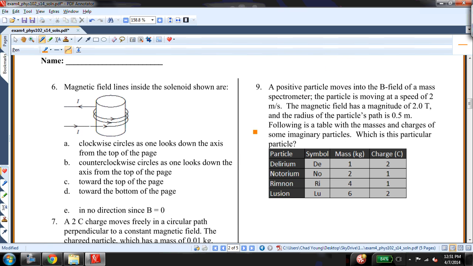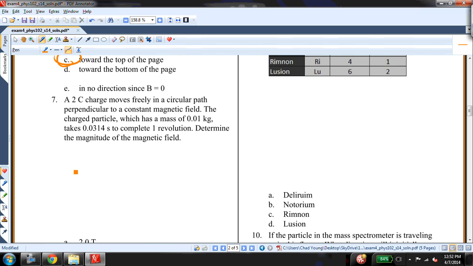Magnetic field lines inside this solenoid, or what? Inside of it, the field lines are going to go here. I let my thumb go in the direction of the current, and then my fingers fold around and give the magnetic field, which would be traveling up towards the top of the page.